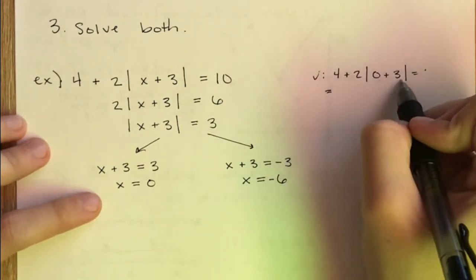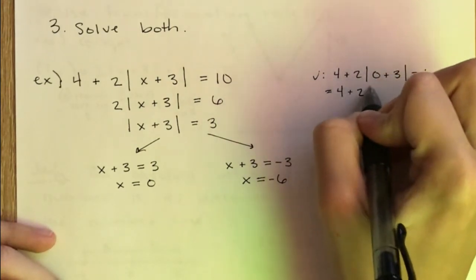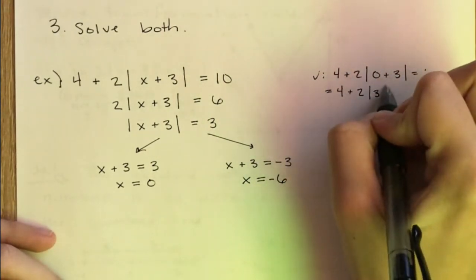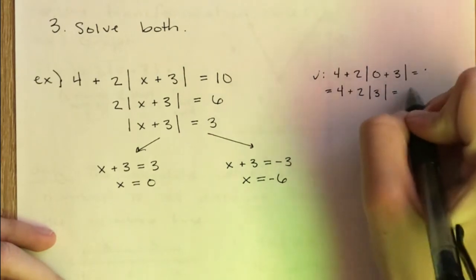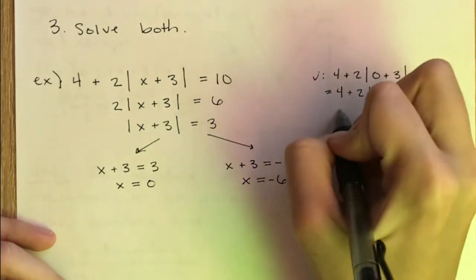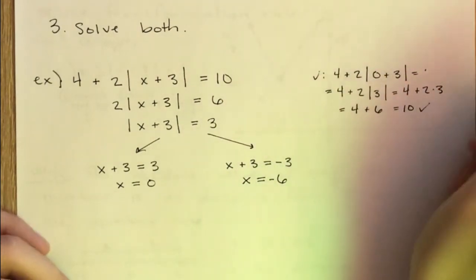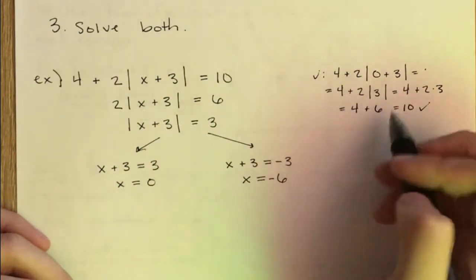Well, we have 0 plus 3 in here. We're looking at the absolute value of 3, which is just 3. So we have 4 plus 2 times 3, which is 4 plus 6, which is 10. So that checks out, right? We wanted it to equal 10.